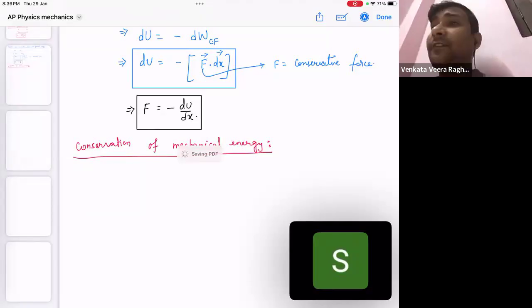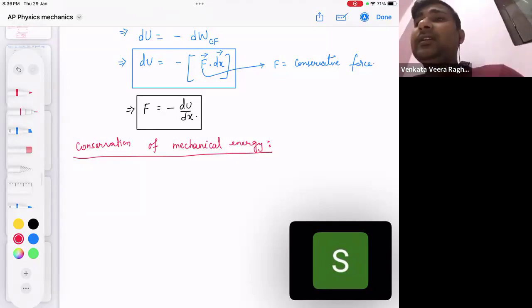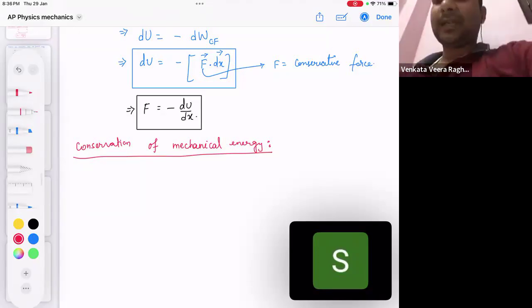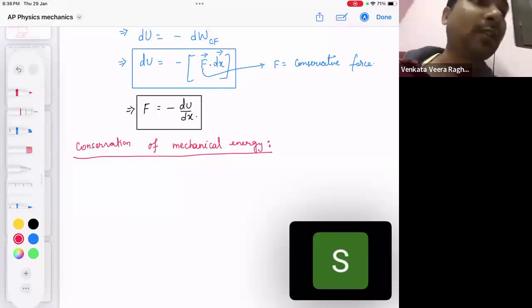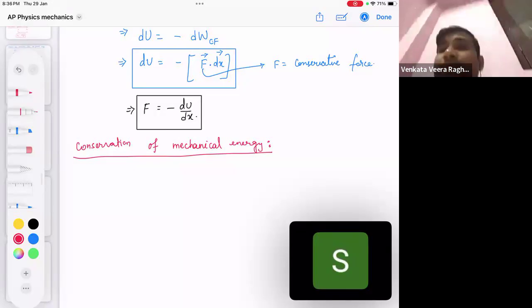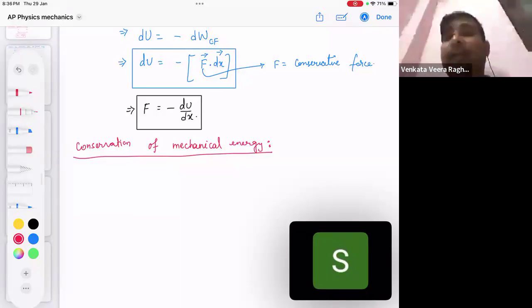The work energy theorem is applicable everywhere. In all conditions, we can apply the work energy theorem. But if some special condition of the work energy theorem is met, then we can apply the conservation of mechanical energy. Conservation of mechanical energy is just a special case of the work energy theorem. Understood? So what is that special condition needed to apply the conservation of mechanical energy? Let's try to learn that one.